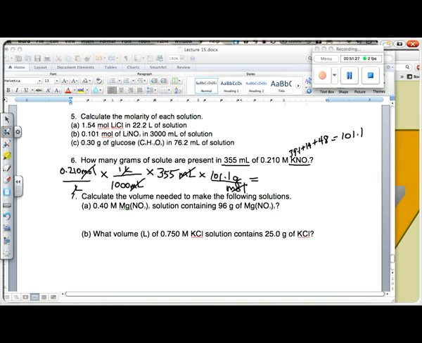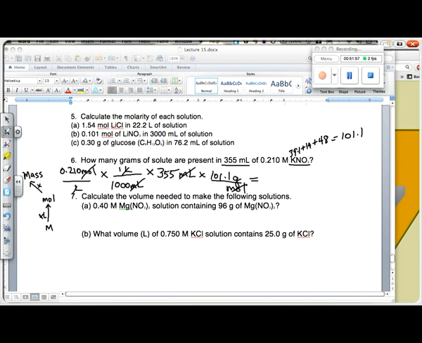Now, let's dissect this in terms of the mole chart. You would have started at the bottom with molarity. You would have multiplied times the liters to get to moles. And then you would have multiplied times the molar mass to get to mass. So that's what we did. But I did it using the units because that's the best way.